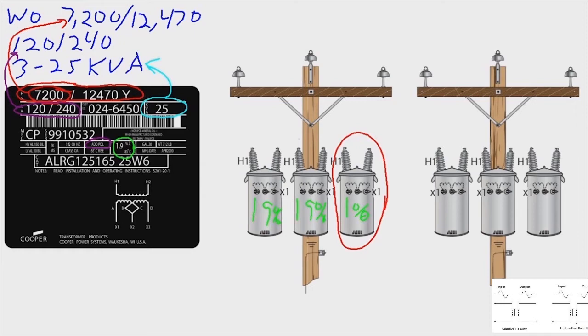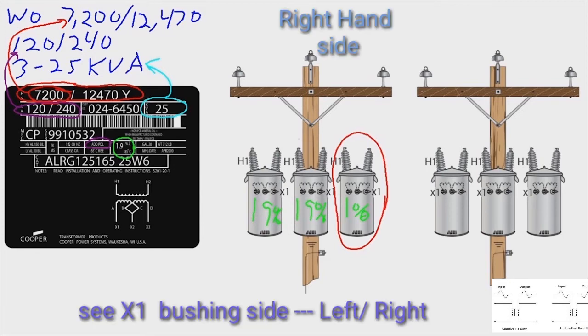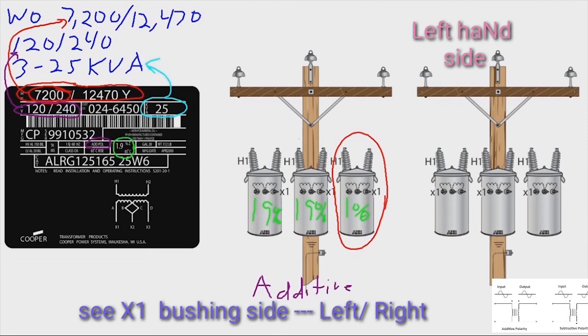Transformers that have the same polarity. In this particular case, our transformers show additive polarity. A good way to indicate that it's additive polarity, besides the transformer nameplate, is to look at our transformers in our bank. If the X1 bushing is on the right-hand side, then they're additive polarity. If the X1 bushings are on the left-hand side, then they're subtractive polarity, like this one on the far right.